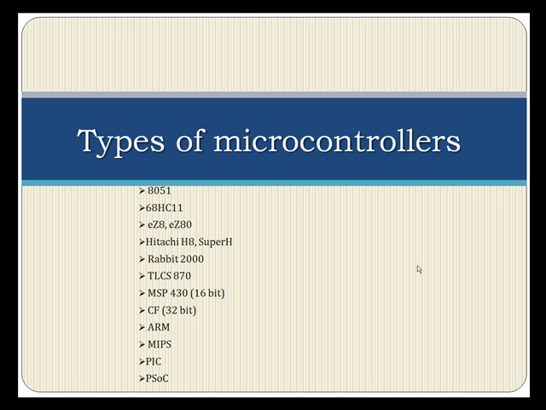As you can see from the names, they are chips. So they have their own name or number to identify them. For example, there are E7, EZ8, EZ80, Hitachi H8, and so on.